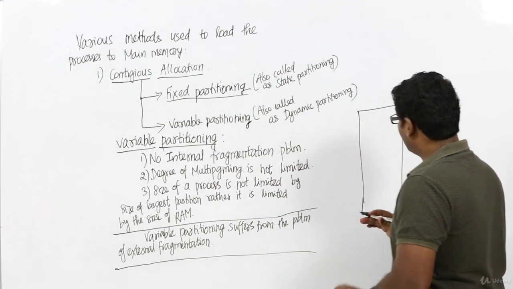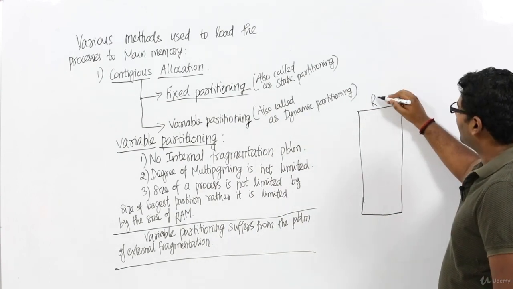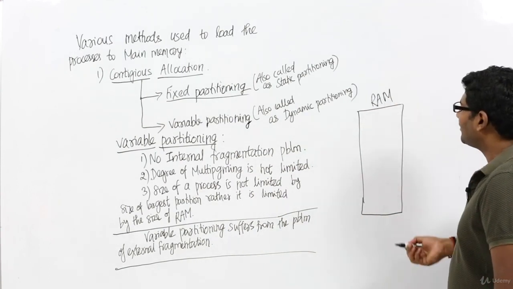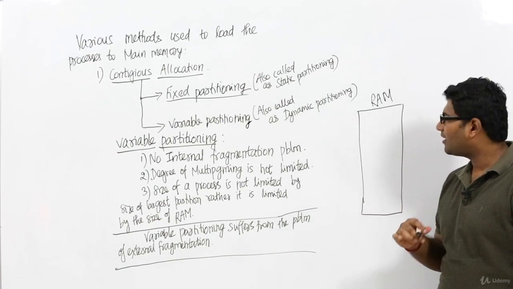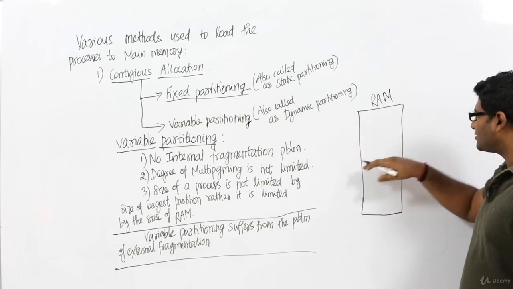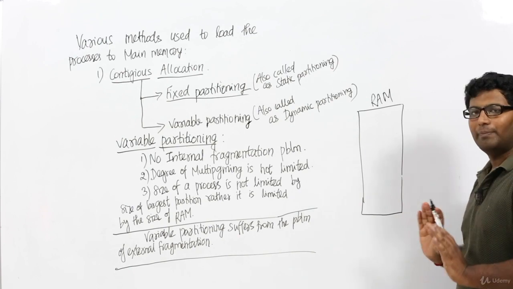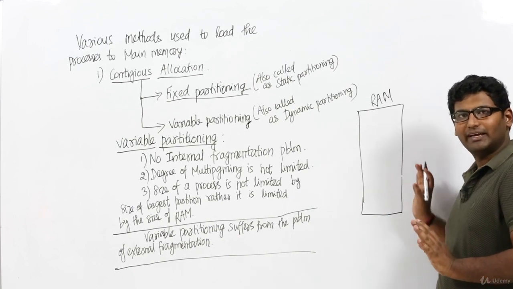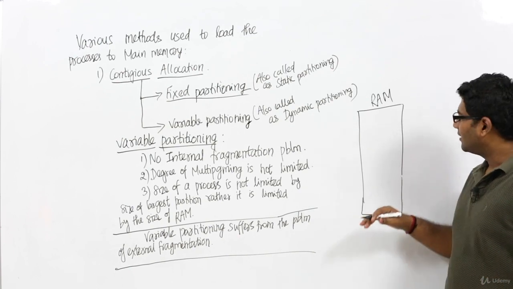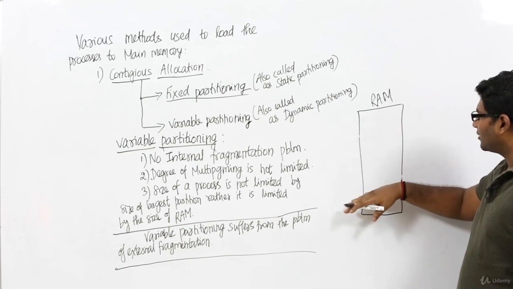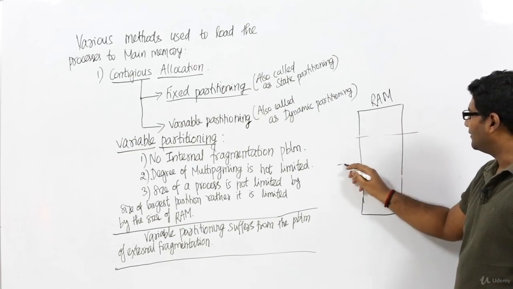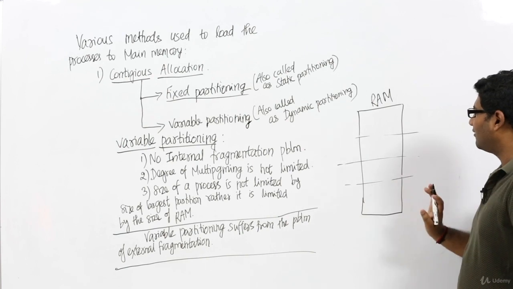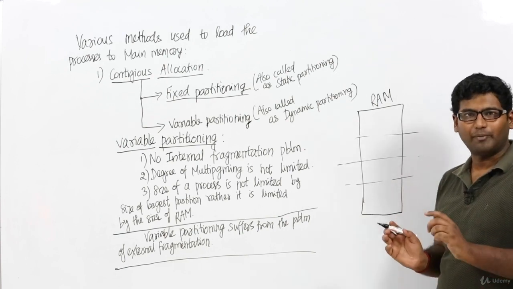Coming to the difference, let us assume this is our RAM. In case of fixed partitioning, what were we doing? We were dividing our RAM into fixed size partitions before actually placing any process, which means the partitions will remain fixed. If you have divided it this way, this will always remain fixed and it will never change, irrespective of the size of the process.